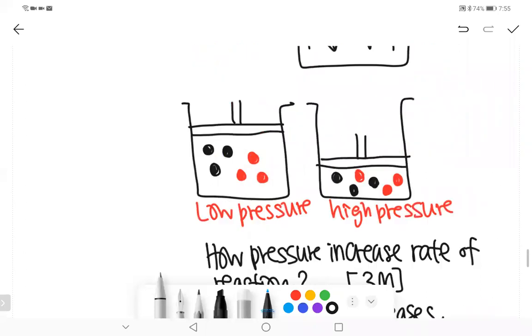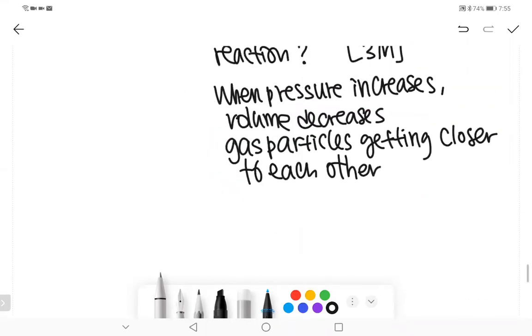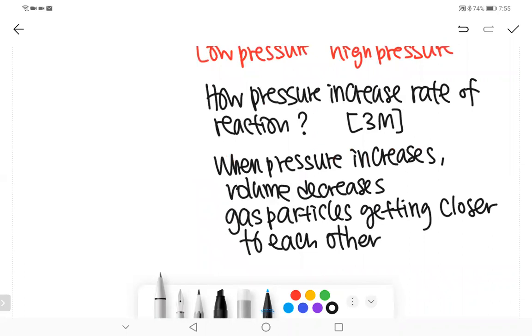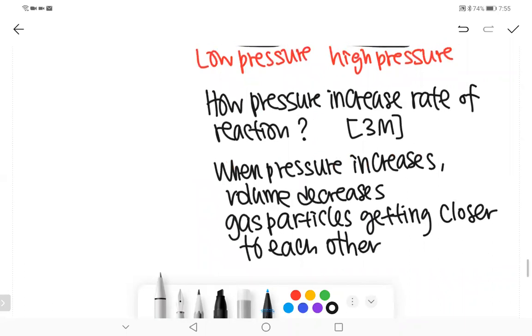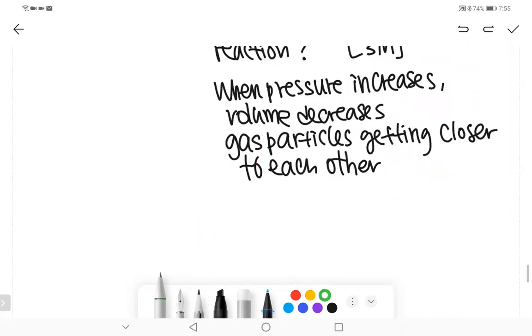Because when we compress them, we squeeze them together. So that is what we need to know. Now, when the gas particles get very close to each other, they are able to collide more and more frequently.